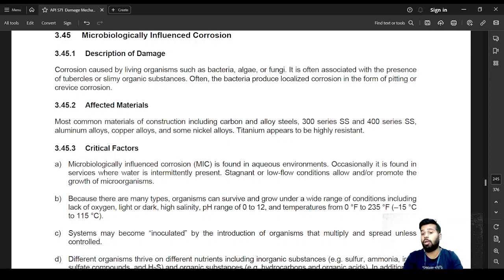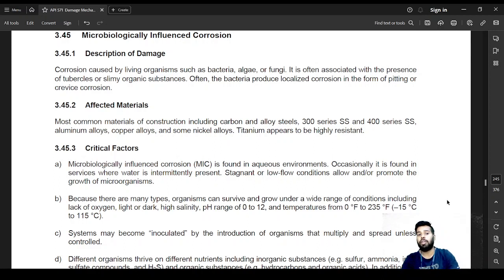In this video, we are going to talk about microbiology influenced corrosion. This kind of corrosion is generally present due to the microbial activity that is happening inside the equipment. Generally, it is associated with stagnant flows. It can also be identified sometimes by smell as well. Generally, it is present in tanks, but it can also be found in various other equipment.